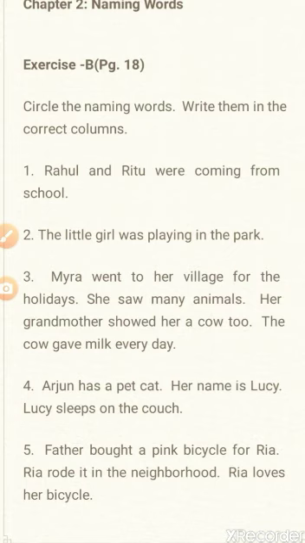It's a name of a person. So you have to circle the word Arjun. And where will you write it? Because it's a name of a person, so it will go into the people's column. Now we have has a pet. These are not the naming words here. Only cat. Cat is a name of an animal. So circle the word cat and write it in the animals column.